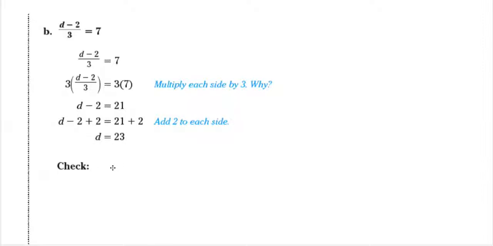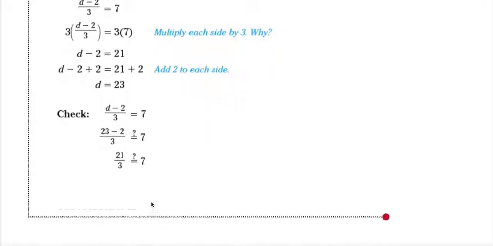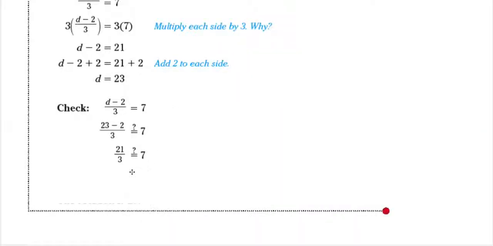Checking if our answer makes sense, we simply substitute the value of 23 into our original equation and see if it is equal to 7, and we find out that it is. Therefore, the solution is 23. Okay. Next example, we'll deal with consecutive integers.